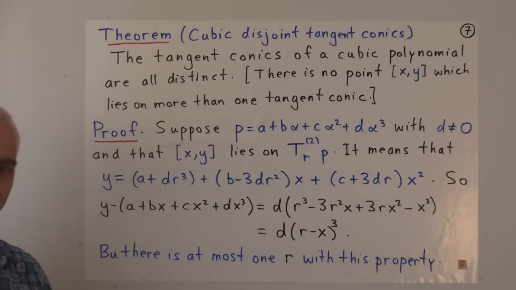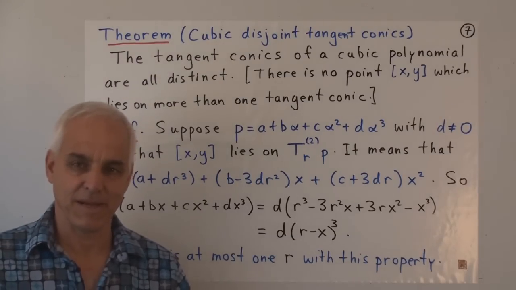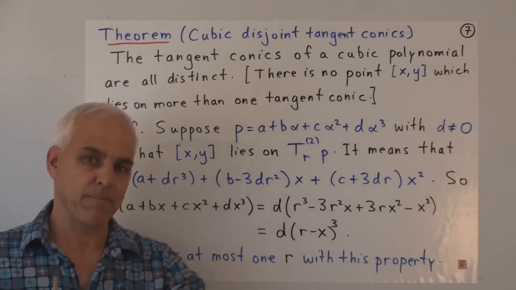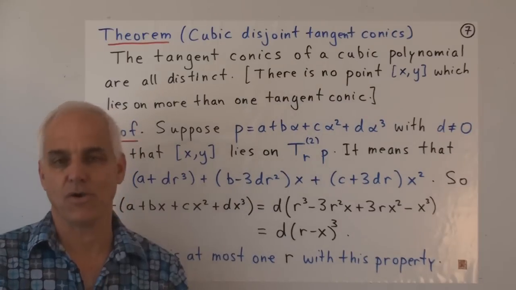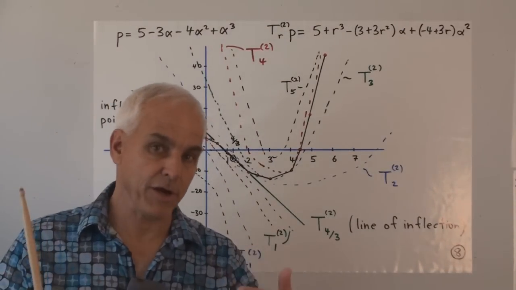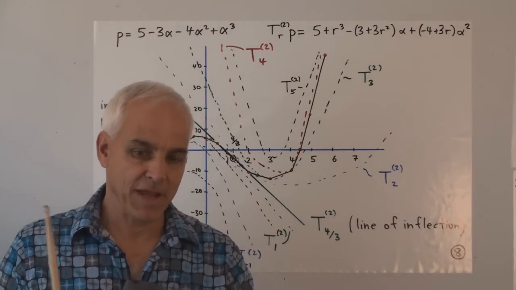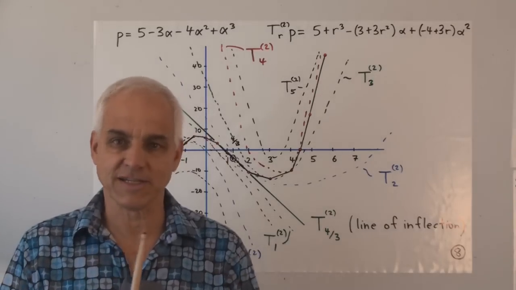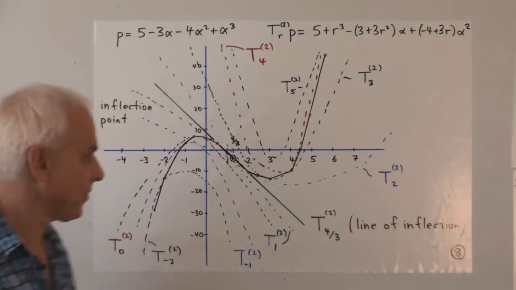And that's the proof of the theorem. It means that through every point, there's at most one tangent conic going through that point. The surprising nature of this result becomes clearer when we look at an example, especially when we try to draw some of these tangent conics.